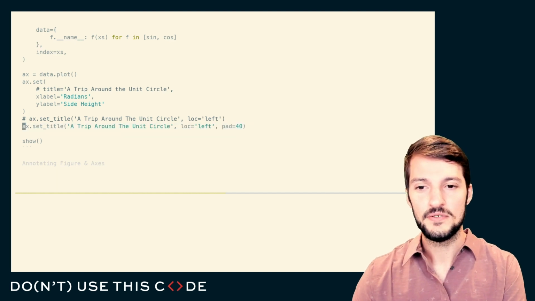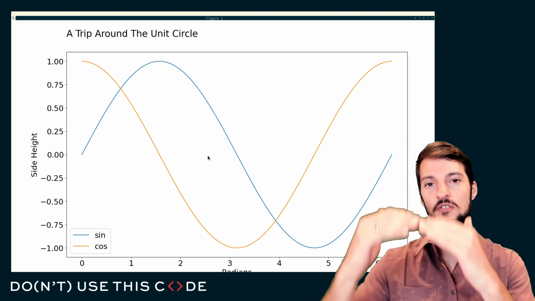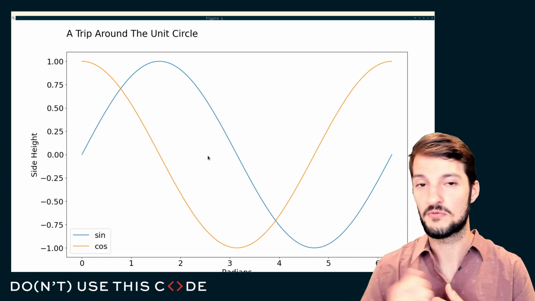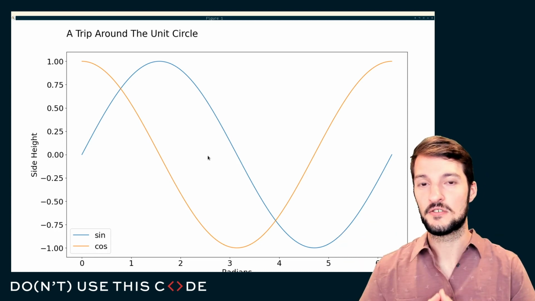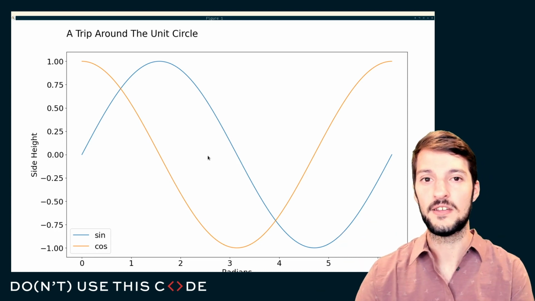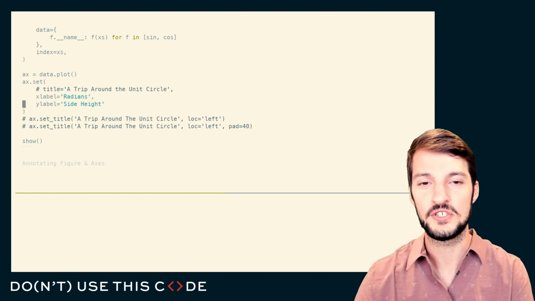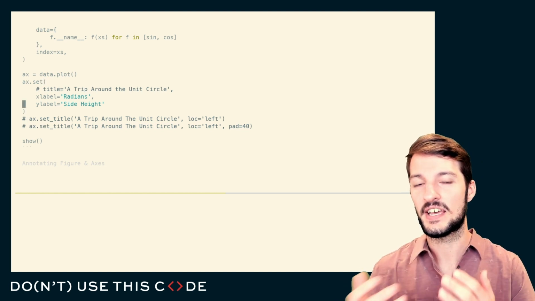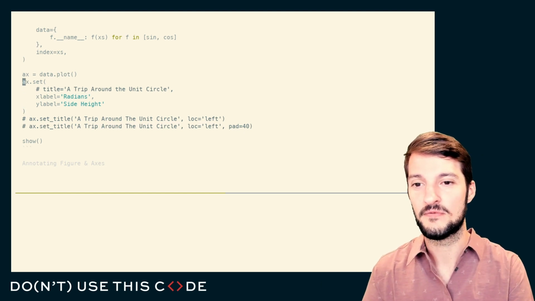You can also use this pad argument in order to move your title, or any label really, both the X and Y label have these same arguments, to move the title or whatever text it is further away from the axes. And that's how you can get really quickly started with just adding a title, and X and Y labels to your plot. Matplotlib makes it very convenient.